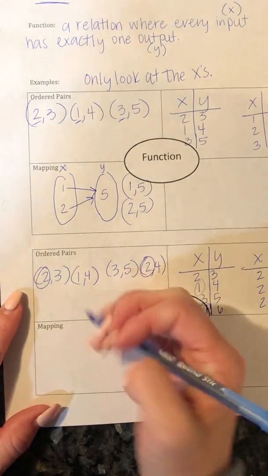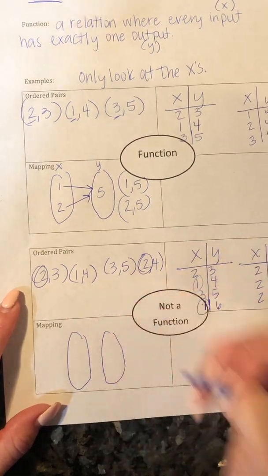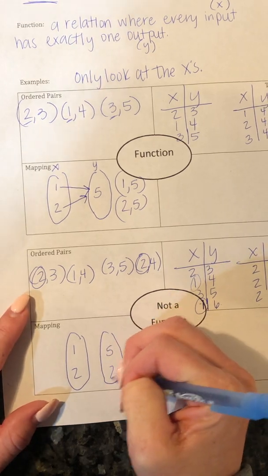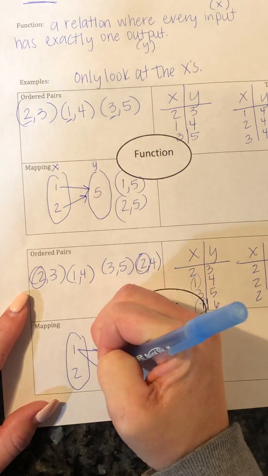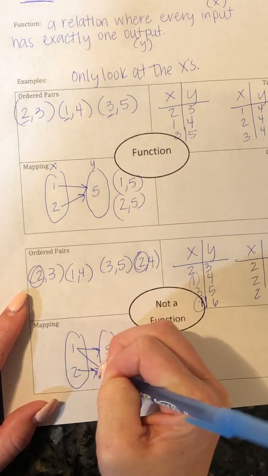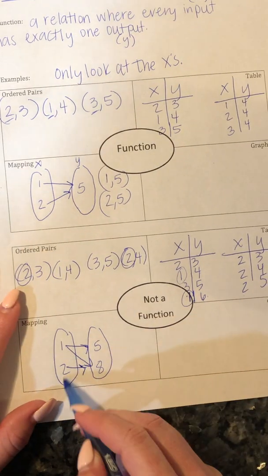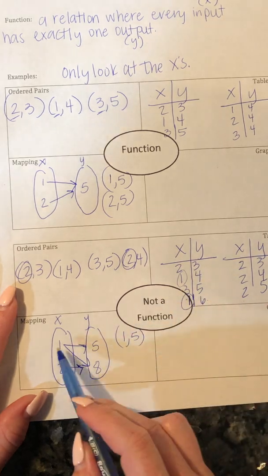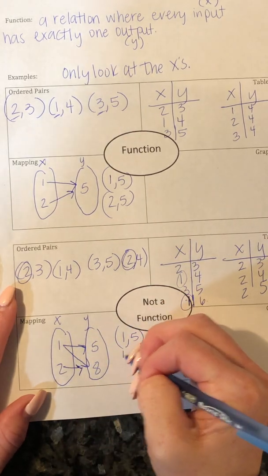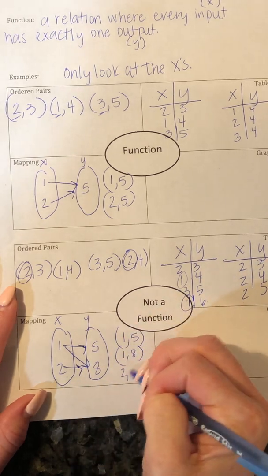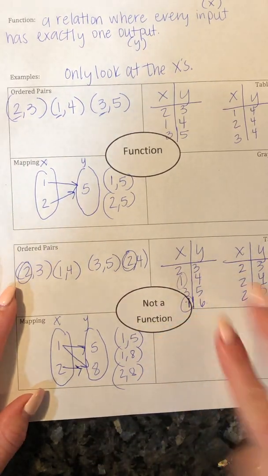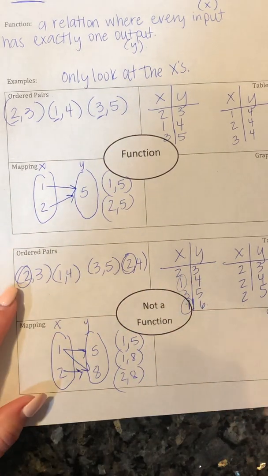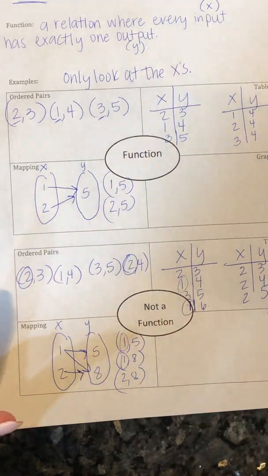So how would I make it not a function? I could have had a 1 and a 2, and let's say I had a 5 and an 8, and I had this going on. Why is this not a function? Well, if I was to write these as ordered pairs, again, that's my X, that's my Y, this would be 1, 5, and I'd also have 1, 8, and I'd have 2, 8. And that is not a function because, again, if you cover those outputs up, I have 2 inputs that repeat themselves, and you cannot have that. So this right here makes it not a function.